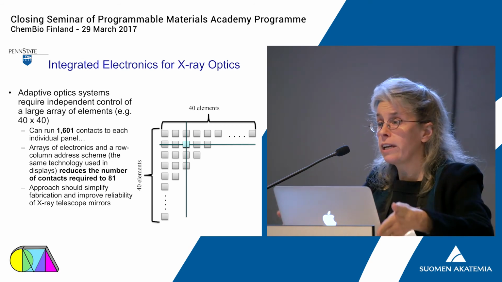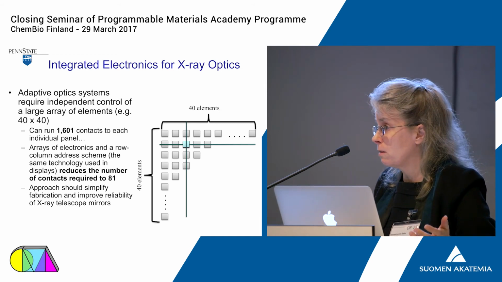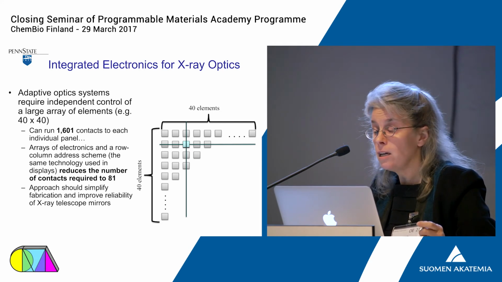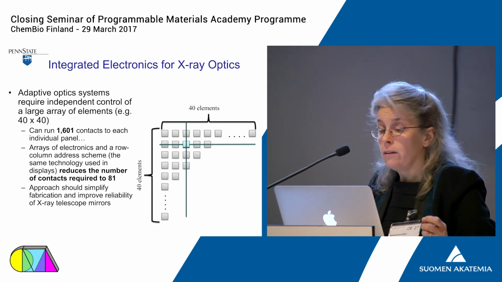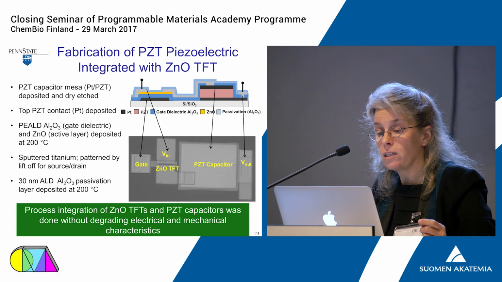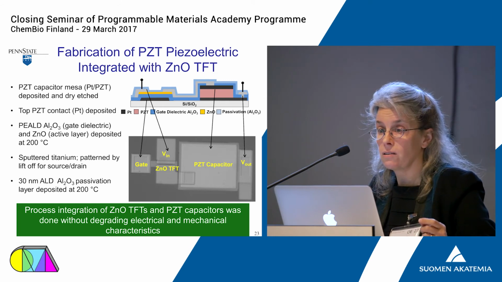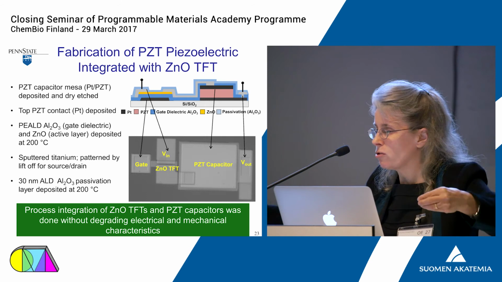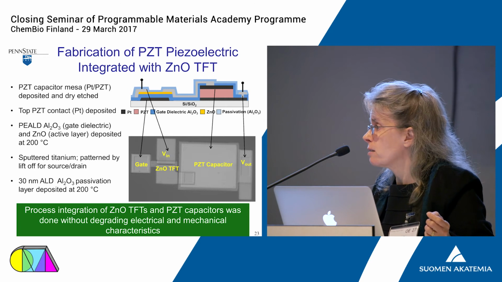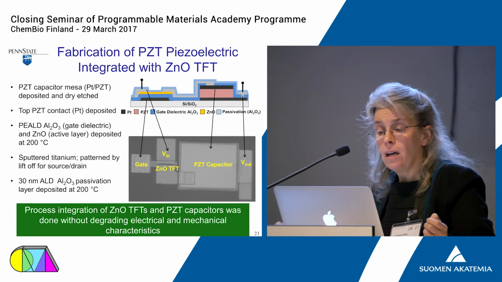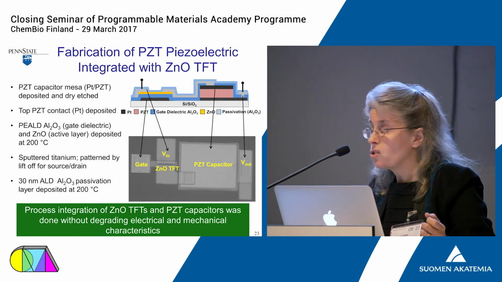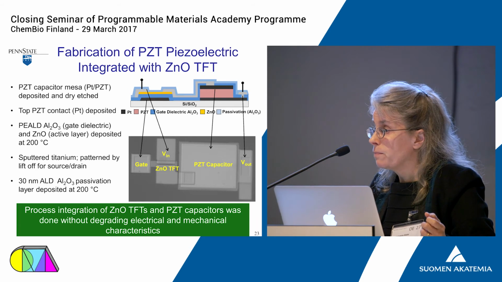And certainly, we all carry devices that use much more efficient approaches to being able to generate large numbers of contacts by doing row-column addressing. If you can do row-column addressing, then even for a 40 by 40 array, you can drop from 1,601 contacts to 81 contacts. They're now all out the sides of the mirror segments, and you can make those contacts simultaneously using an anisotropic conductive film bonding approach. But for this to work, I need to be able to deposit a transistor for each one of those elements.